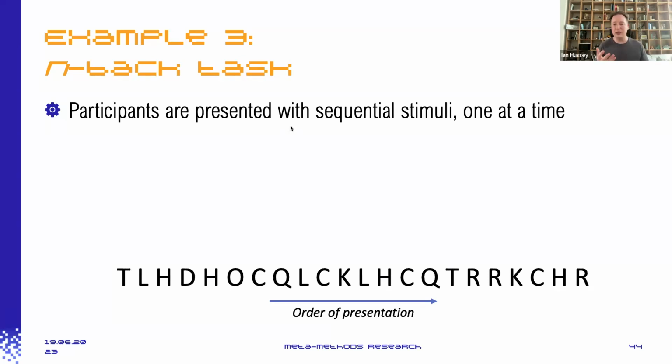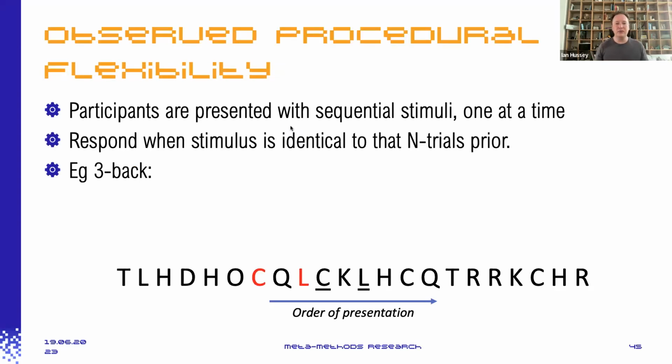So one at a time, you would be presented with, for example, a series of letters where the order of presentation would be on screen: T, L, H, D, H, O. And on each trial, you would be asked to respond when stimuli are identical to N trials prior. So on a 3-back task, you can see that the C in red serves as 3 trials previous to the underlined C. So on the second underlined C trial, participants would have to provide a response that C was indeed presented 3 trials back.